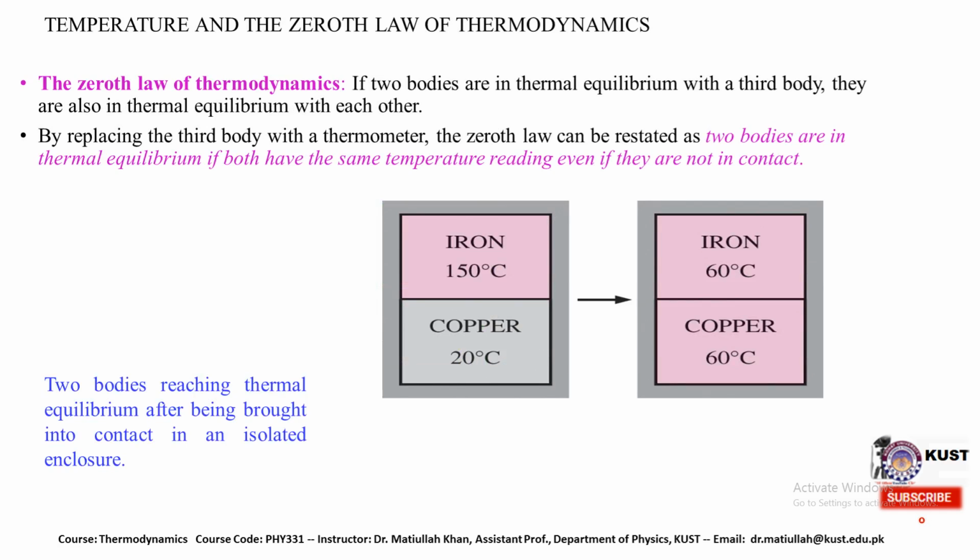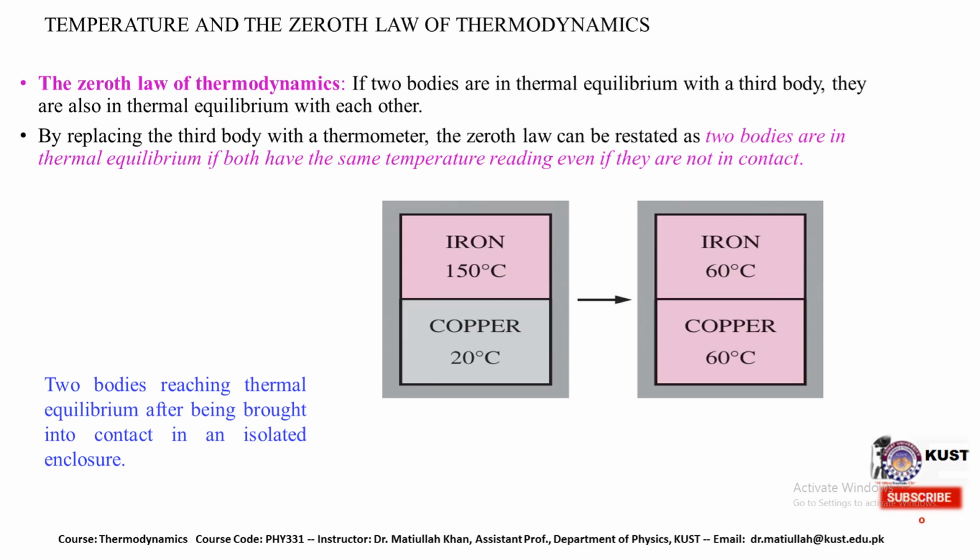Just like the laws of thermodynamics, we are giving an example of the zeroth law of thermodynamics, where two bodies are in thermal equilibrium with a third body, so they are considered to be in thermal equilibrium with each other. Here we have an example of iron and copper at different temperatures. The iron temperature is 150 degrees C and the copper temperature is 20 degrees C, and both objects are brought in thermal contact with each other.